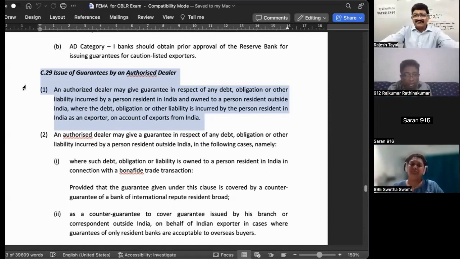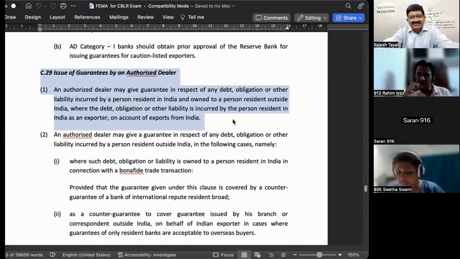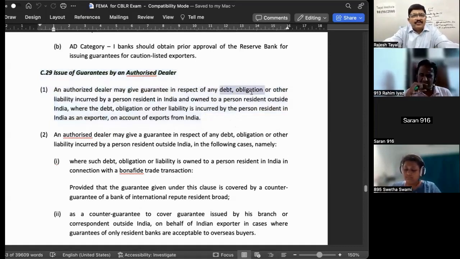Okay. So the guarantee is given to a person, that is the importer abroad. So the guarantee is given to him on behalf of the exporter. What is the guarantee given for? Because there may be a debt, there may be an obligation, there may be a liability incurred. So here it is clearly given for export by a person resident in India as an exporter.